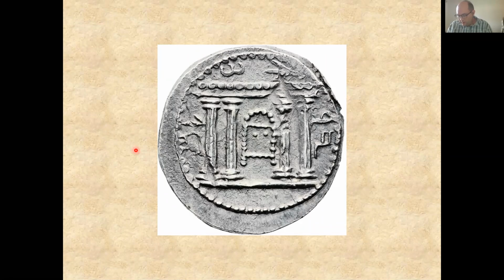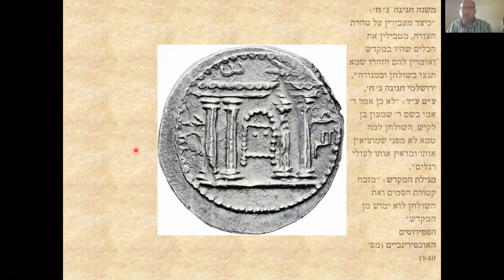Numerous sources describe a custom where priests would take the table and other vessels out of the sanctuary and show them to the pilgrims during the festivals in order to impress them with the beauty of these vessels. Let's see some of those interesting sources.